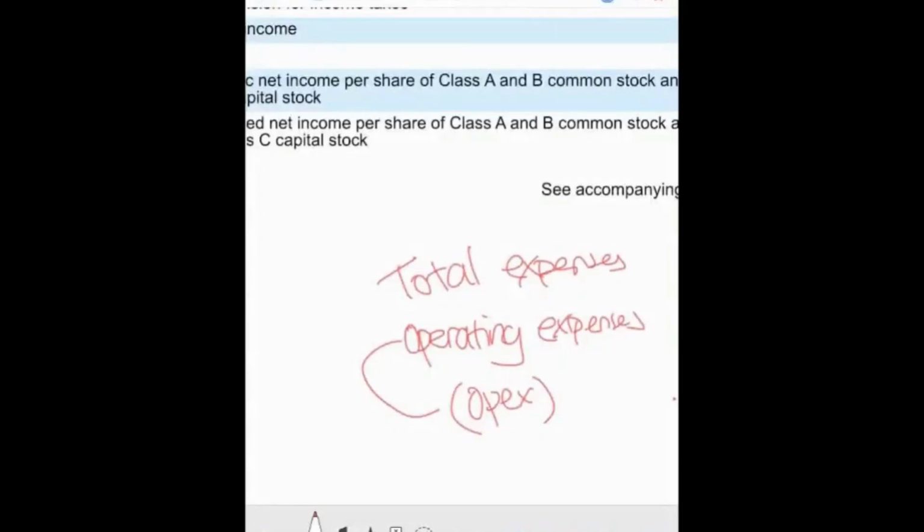Jeremy asked, how about travel expense? Travel expense is also inside the general and administrative expenses.